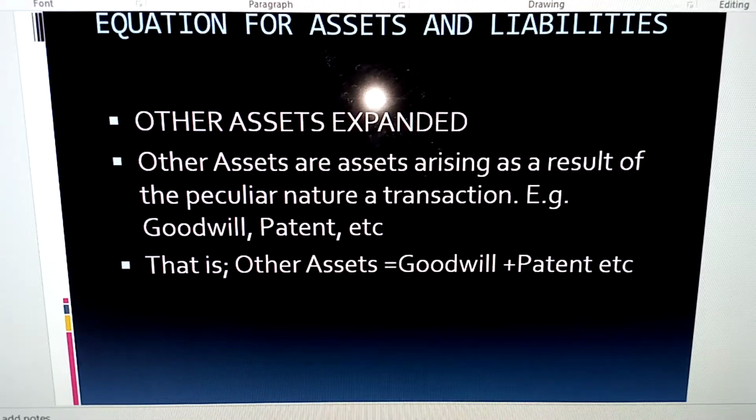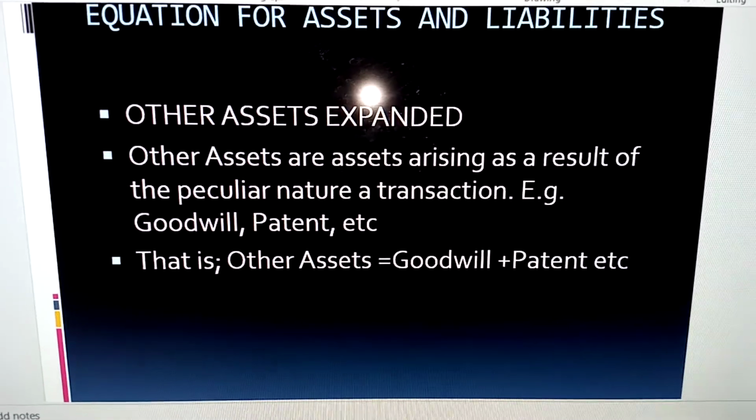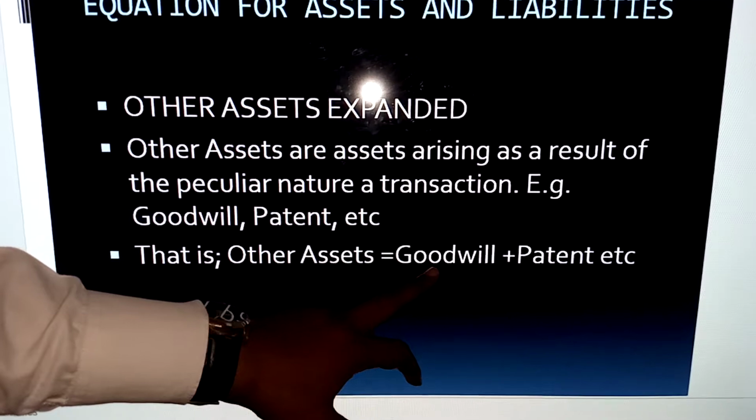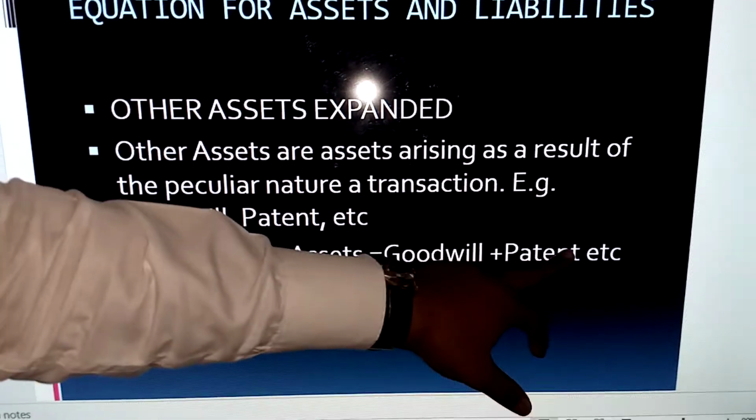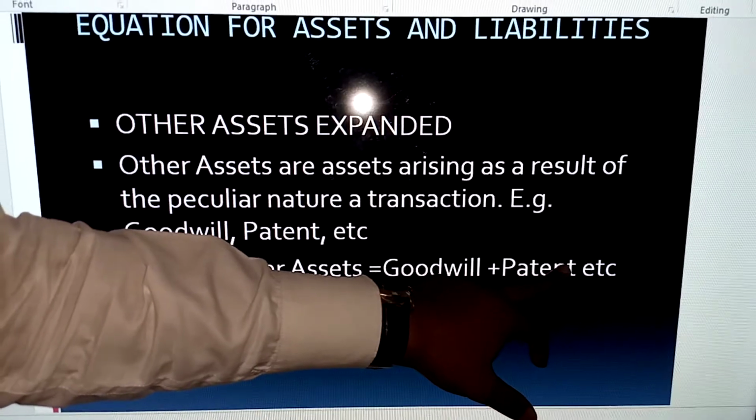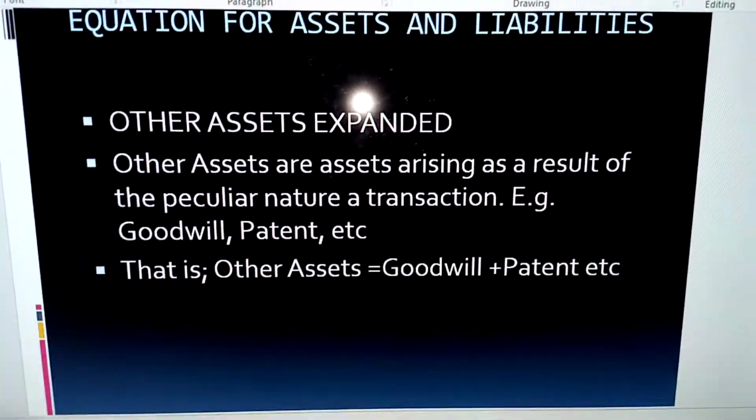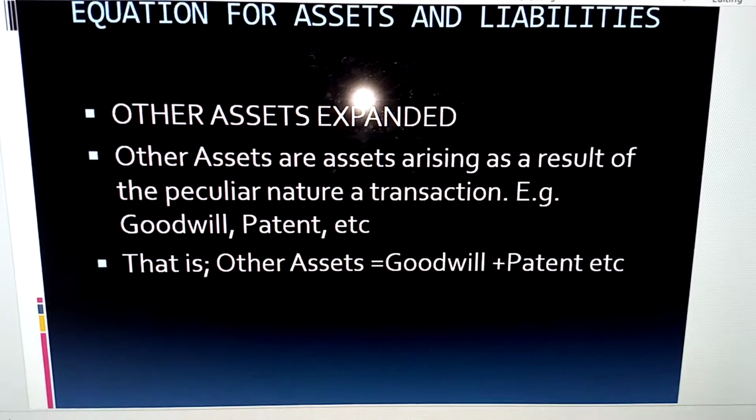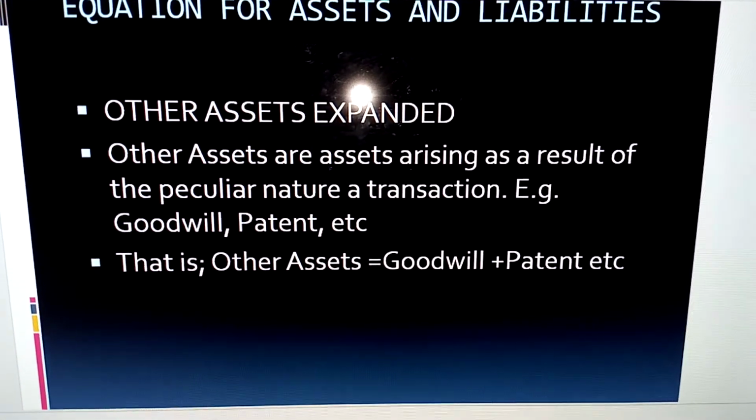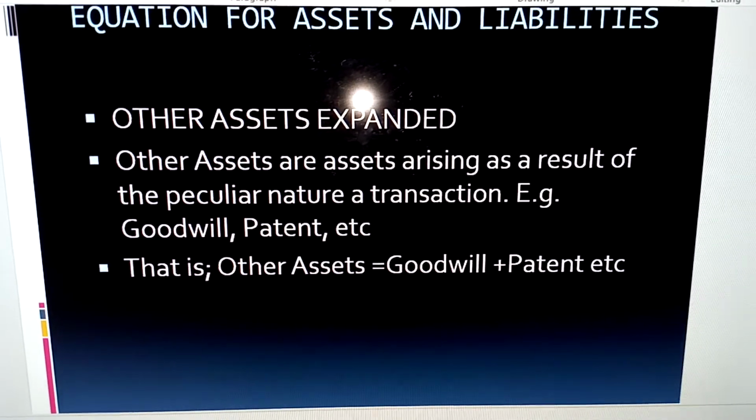So if we are taking goodwill and patent as an example, it means that your other assets can be written as what? Goodwill plus what? Patent. You understand? So if you have other items, like copyright, for instance, that is huge, it can also form part of this other asset. So once there is a cost that takes the nature of an asset due to its peculiarity, we classify it as other assets.